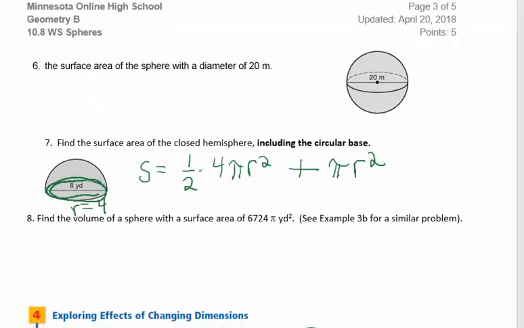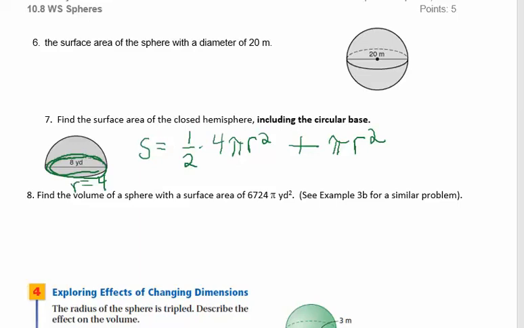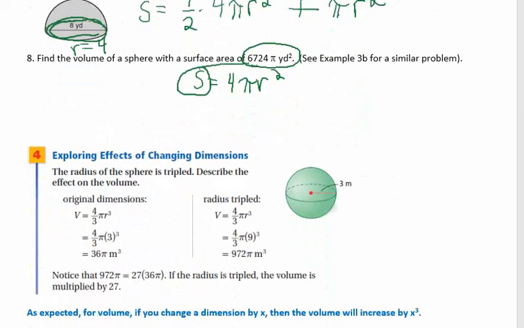Number 8 is just like the example we just looked at. You're going to write the formula for surface area, and then you will put this in for S, and then you'll divide by 4. Oh, you can cancel out the pi's, divide by 4, and then take the square root to find r. Once you know what r is, you'll find the volume by using the formula for volume.